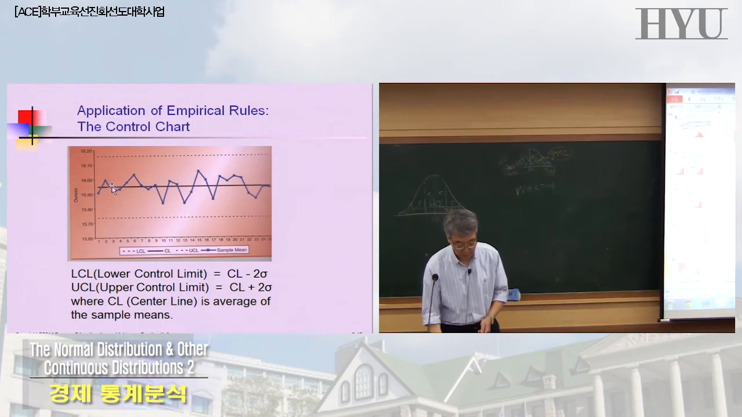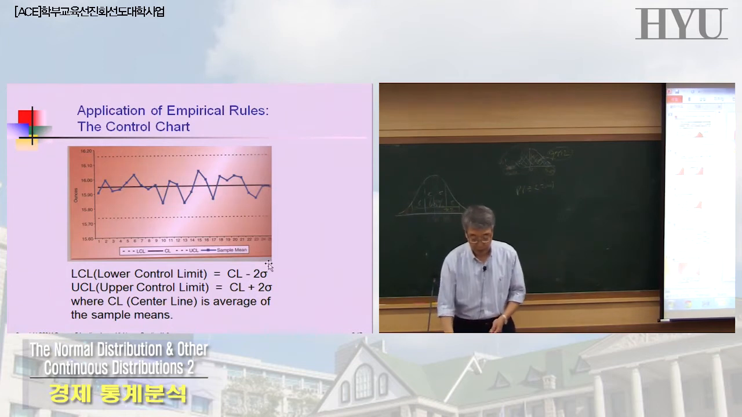Then there is UCL and LCL, okay? In any control chart, UCL stands for upper control limit, and LCL stands for lower control limit, okay? And it's simply CL minus 2 sigma. Lower control limit is CL minus 2 sigma, okay? And the upper control limit is CL plus 2 sigma, okay?